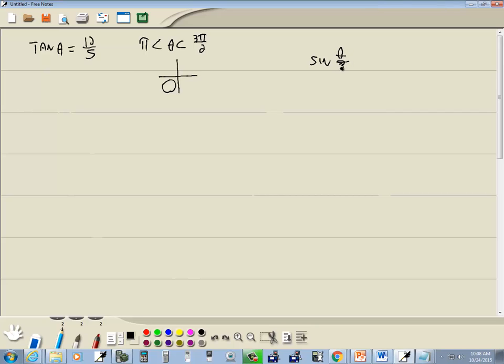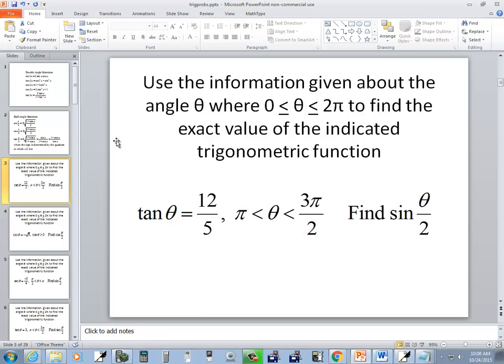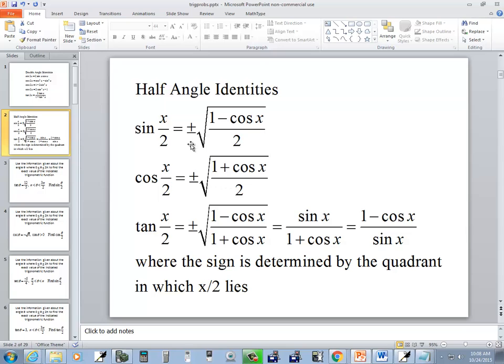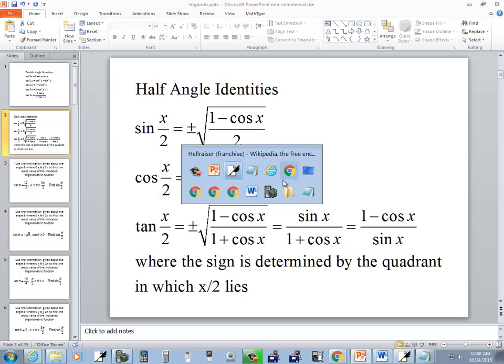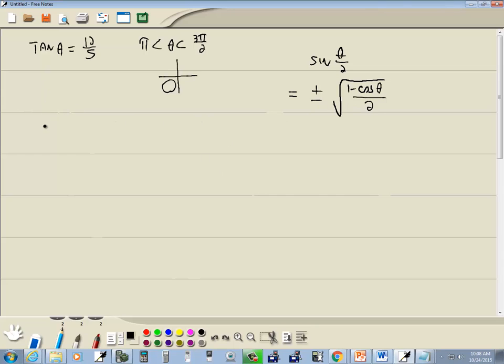of theta over 2. Let's look at our formula. Sine of the half angle is equal to plus or minus the square root of 1 minus cosine theta, over 2. Well, we need cosine theta.